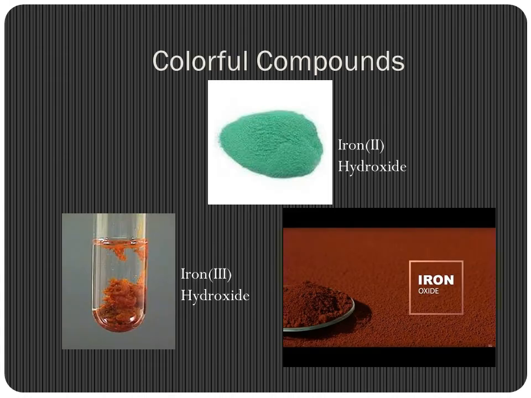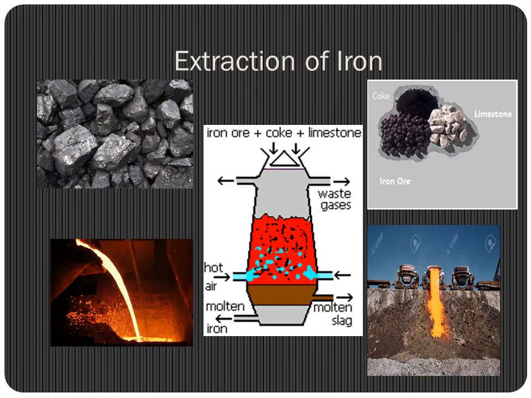Iron produces many colorful compounds. The following three are the most common. Iron 2 hydroxide, which produces a pale green color. Iron 3 hydroxide, which produces an orange-brown color. And iron 3 oxide, which produces a red-brown color. Also, iron 3 oxide is more commonly known for its use as a catalyst found in the Haber process.